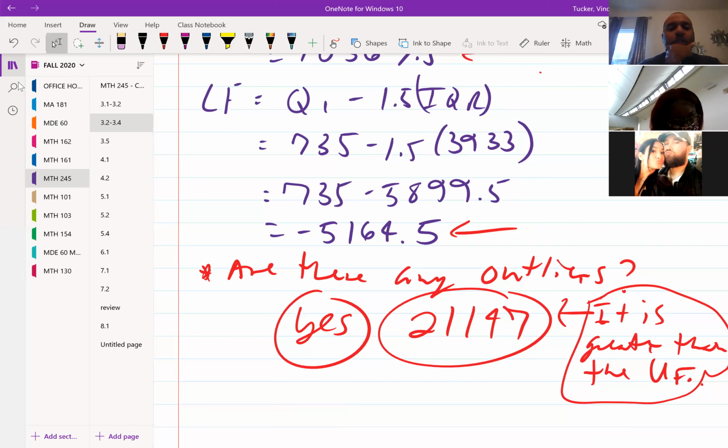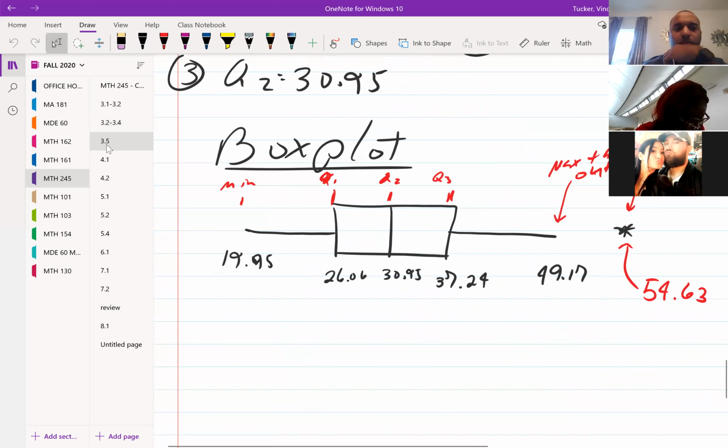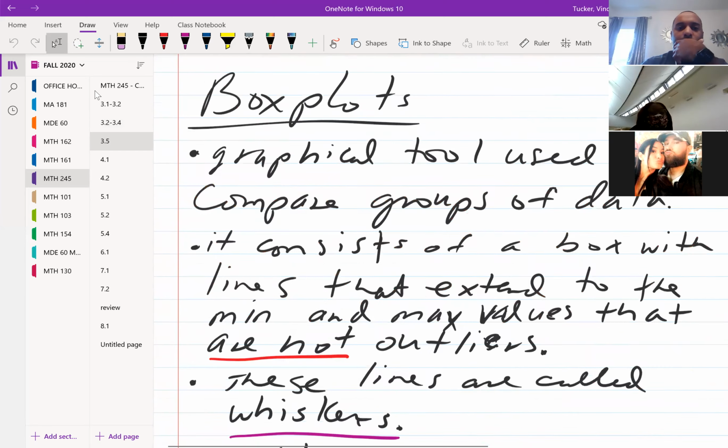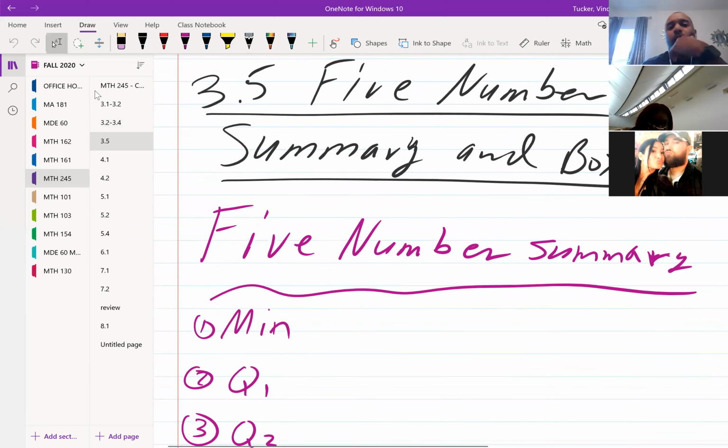All right, so any questions before we go to 3.5? So 3.5 is going to use all of the same stuff, so we won't be doing anything new. Just emphasize one or two more things. Any questions? All right. So 3.5, the 5-number summary and box plots.